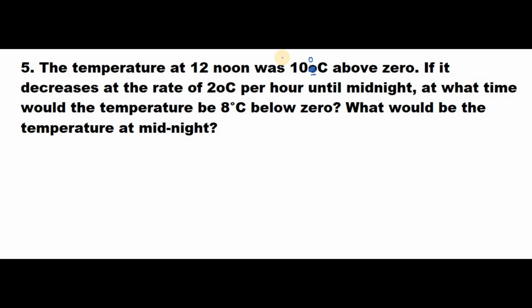If it decreases at the rate of 2 degrees Celsius per hour until midnight. At what time would the temperature be 8 degrees Celsius below 0? What would be the temperature at midnight? Okay, so first of all, we'll listen to what information is given to us, then we'll find out what question is being asked, and after that we will try to solve the question.